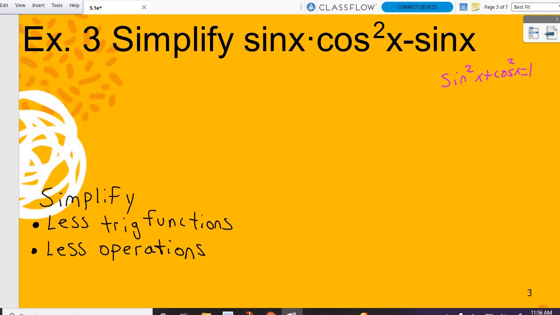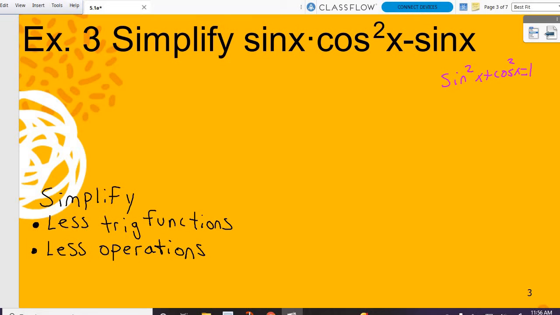Yes? We agree? So like I said, the cosine squared tells us that that's probably what we're going to want to use. But right now, do I have a sine squared or a 1 in there? No. So we can't use it right now. But we also pointed out that we have two sines. Agreed?